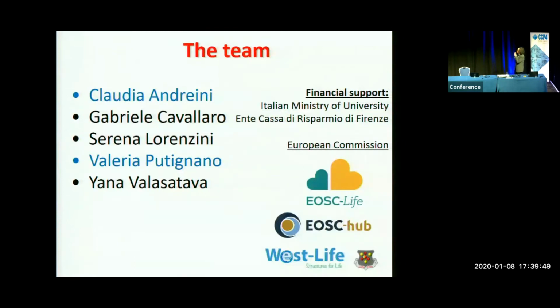So Claudia is my main co-worker since a number of years, and she's the person who has designed and carried forward most of the ideas that I'm going to discuss with you today. Gabriele and Serena have contributed to developing the database and some of the tools that I will be showing, together with Jana. And Valeria is the current postdoc who is doing most of the upgrades to the database in terms of front and back end.